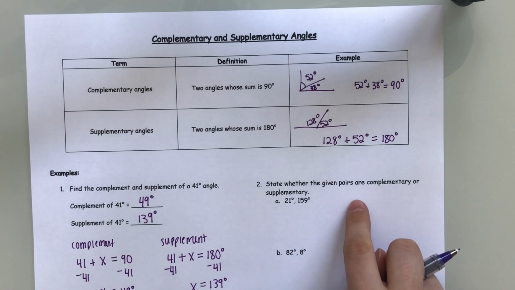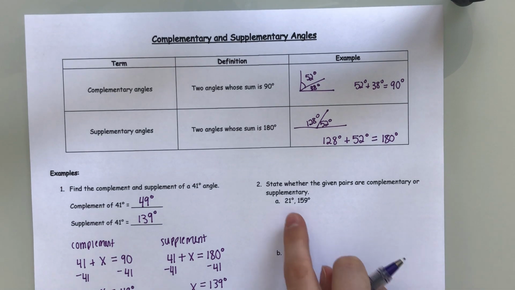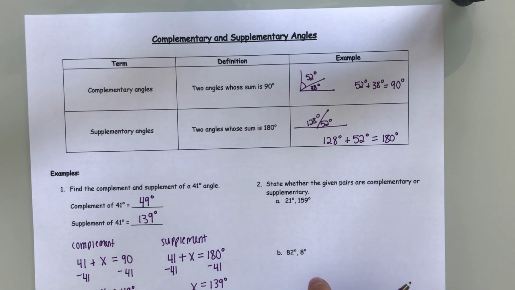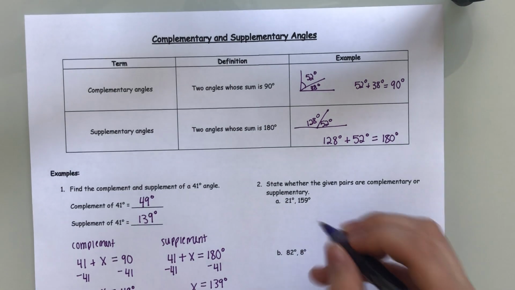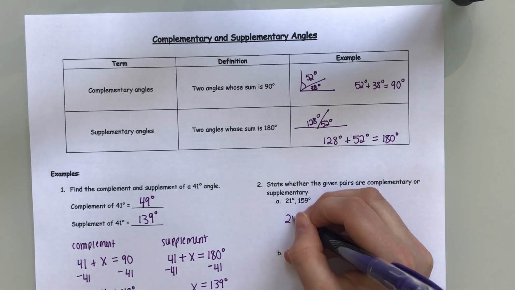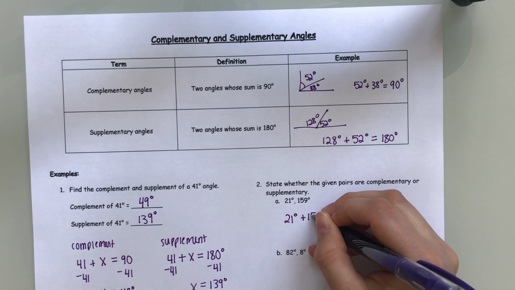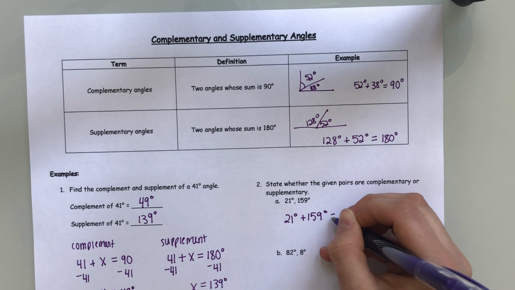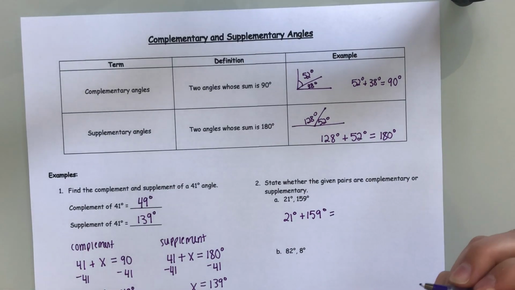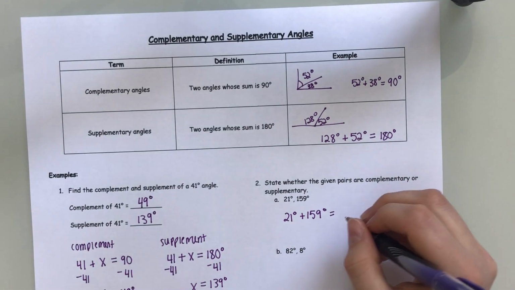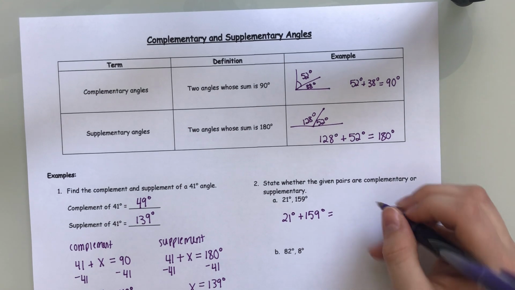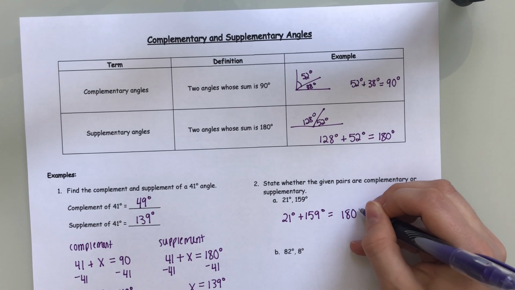The second type of problem you're going to see is you're going to be given two angle measurements, and they're going to ask you, state whether the given pairs are complementary or supplementary. So if you want to check if two angles are complementary or supplementary, what you're going to do is add them together. So we're going to take 21 and we're going to add 159. And we're going to see what that gives us. So in your calculator, you're going to do 21 plus 159. And when you do that, you should get 180 degrees.